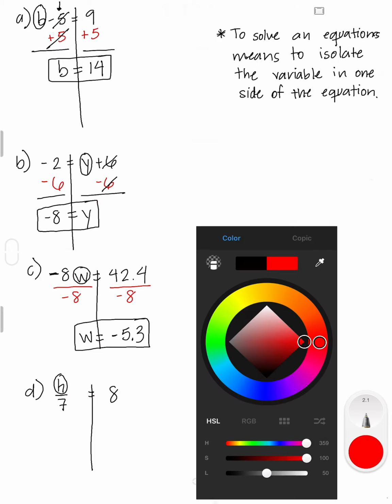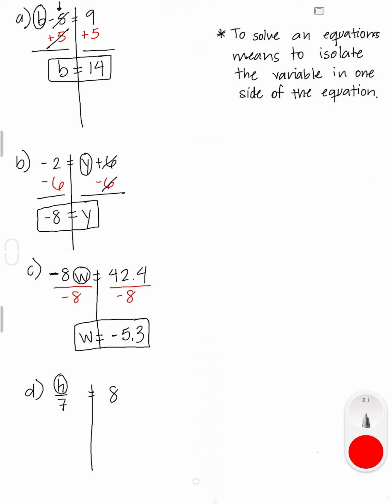Now, because that 7 is the denominator in this fraction, that means that 7 is actually dividing, right? So we want to do the opposite, which is multiply. So we are going to multiply times 7, and we multiply times 7 on the other side as well. So now the 7 and the 7 are going to cancel out, because 7 divided by 7 will become 1. So we have 1h equals 56. So the value of the variable is 56. So the solution of the equation is 56.